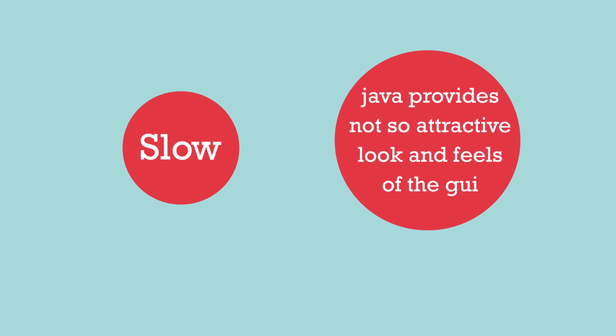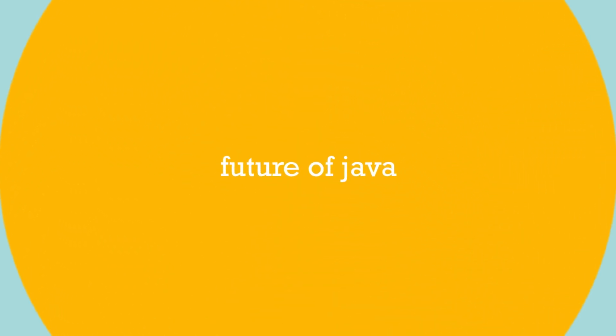First disadvantage of Java is that it is slow. This programming language consumes more memory compared to native programming languages like C and C++. Java provides a not so attractive look and feel of the GUI. And in Java, memory management uses garbage collection. Whenever the garbage collector runs or executes, it affects the performance of the application.